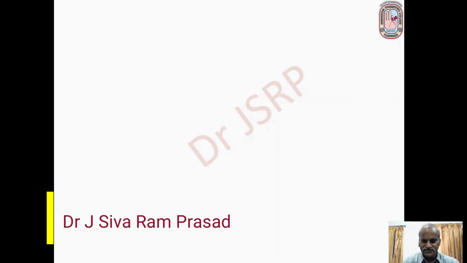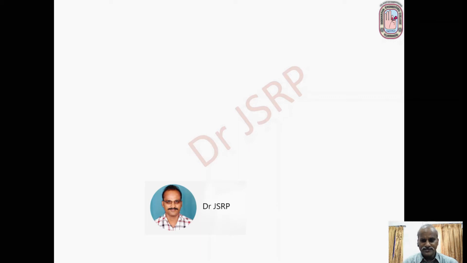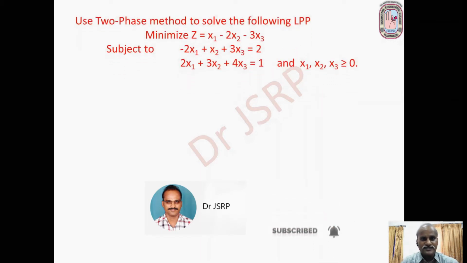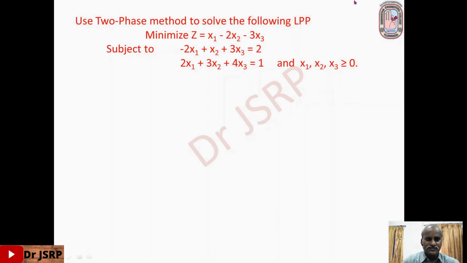In this lecture, I am going to explain how to identify infeasibility while solving a linear programming problem using the two-phase method. So consider the example. Use the two-phase method to solve the following LPP. The objective function is minimization, subject to two constraints, and all variables are greater than or equal to 0.